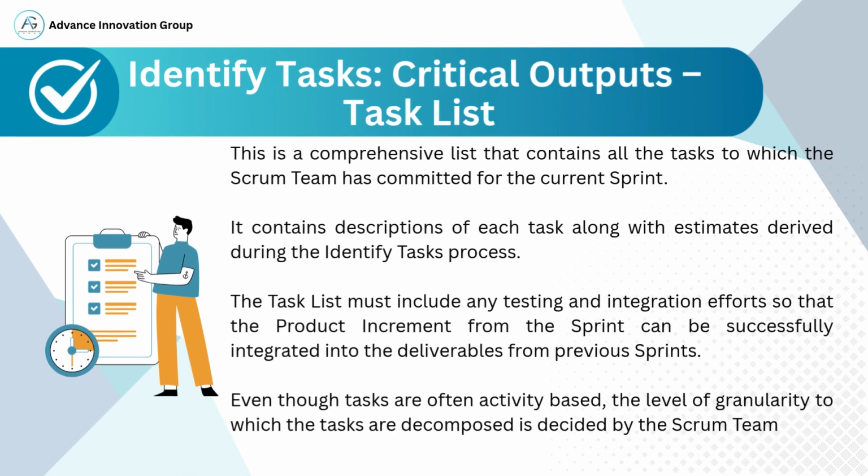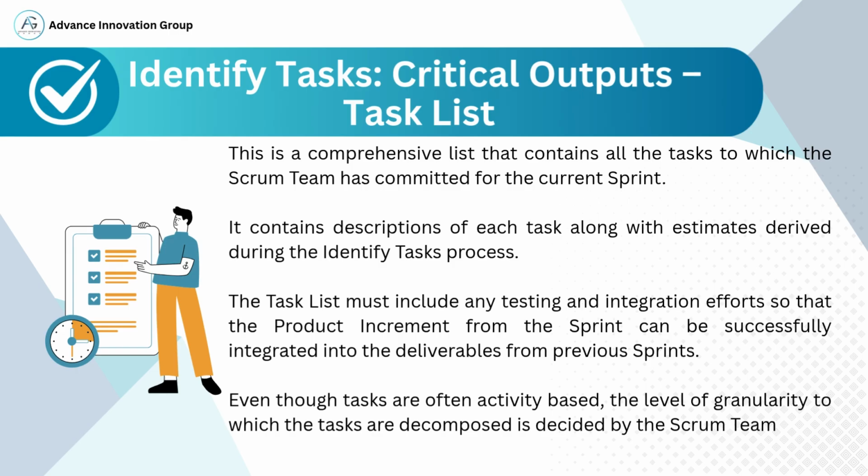Overview. The task list is the primary output of the Identify Tasks process. It is the team's contract with itself for the sprint, a single comprehensive checklist of everything that must be done to transform the committed user stories into a shippable product increment. What the task list contains: 1.